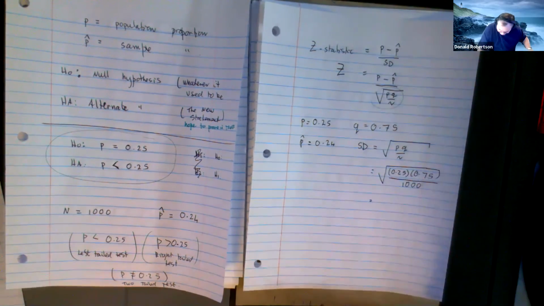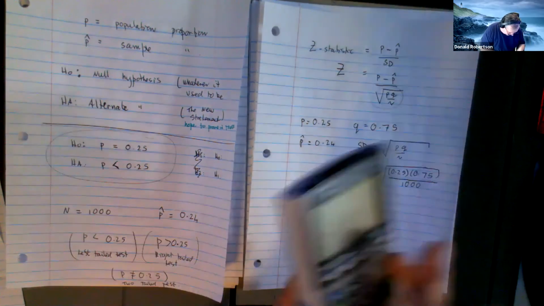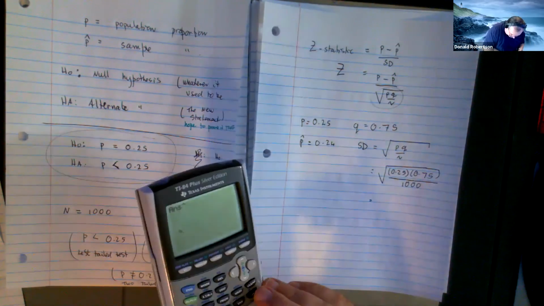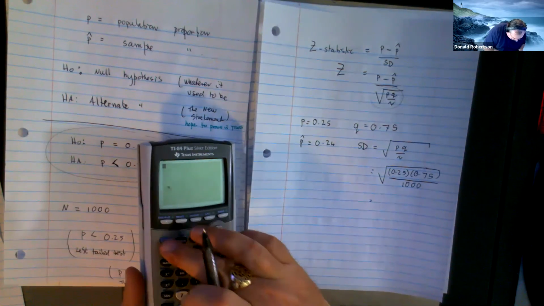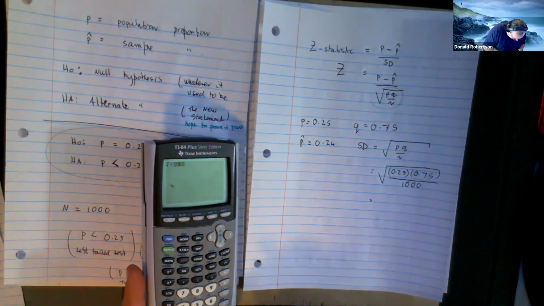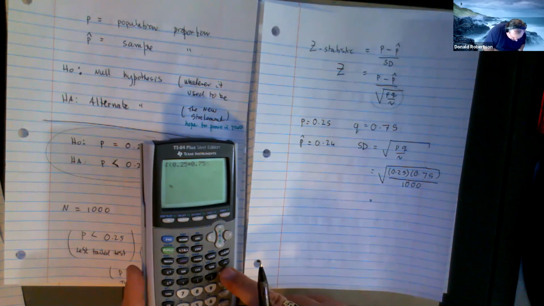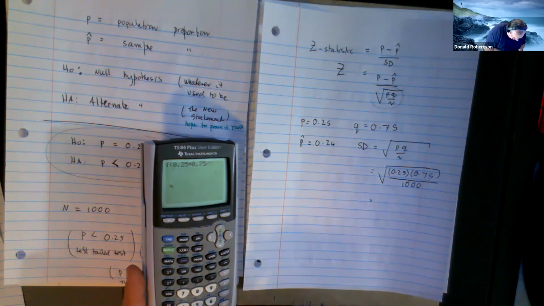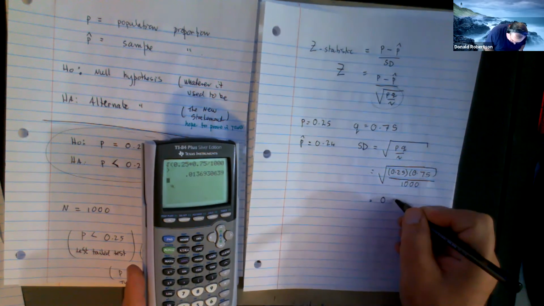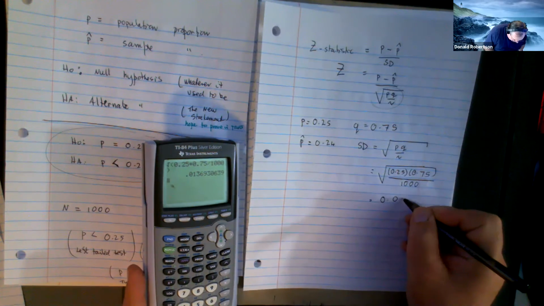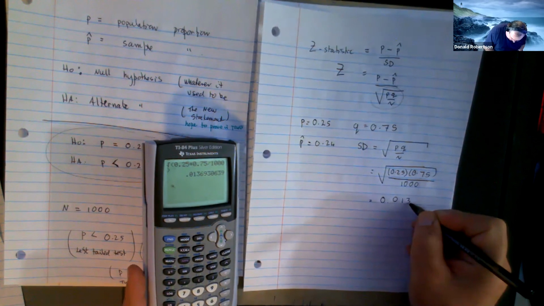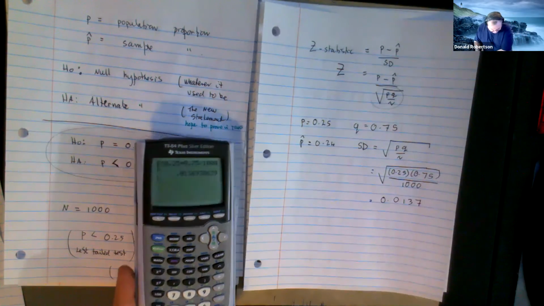So in this case, let's see what that comes out to be. It's going to be the square root of 0.25 times 0.75, and you're going to divide that by 1,000. And the answer for that is 0.0137, at least to 3 decimal places.